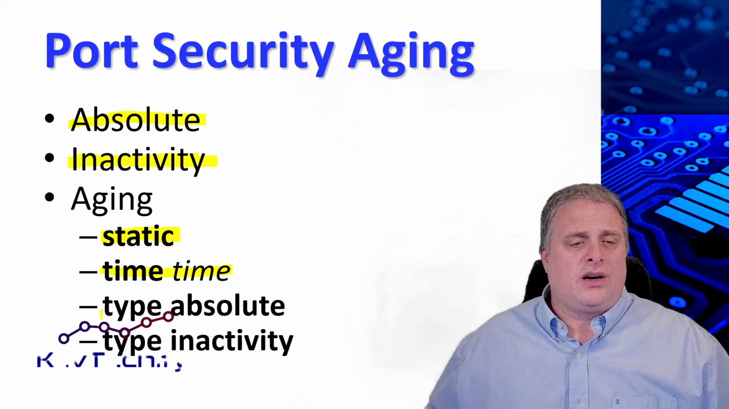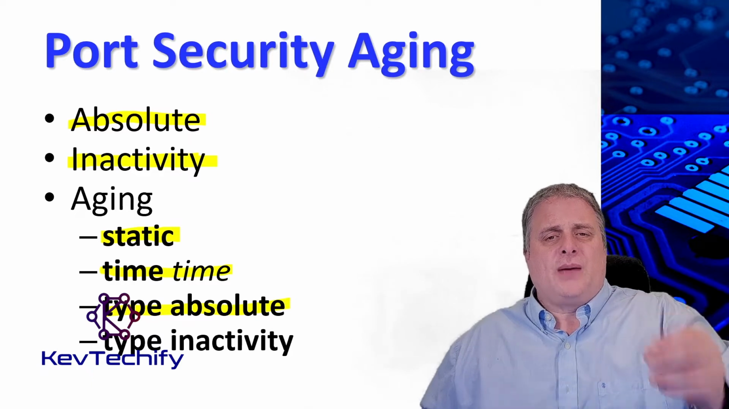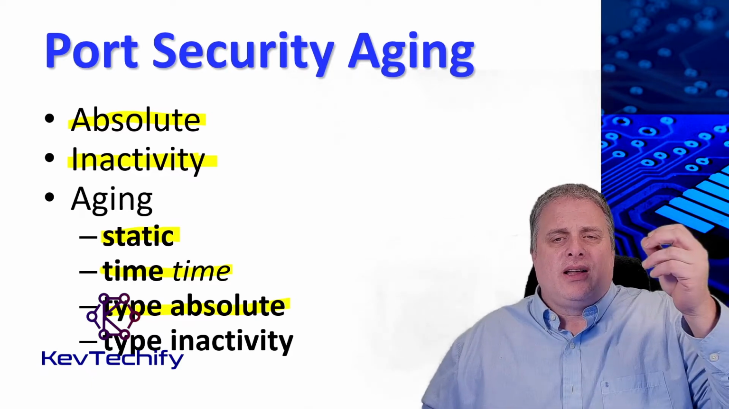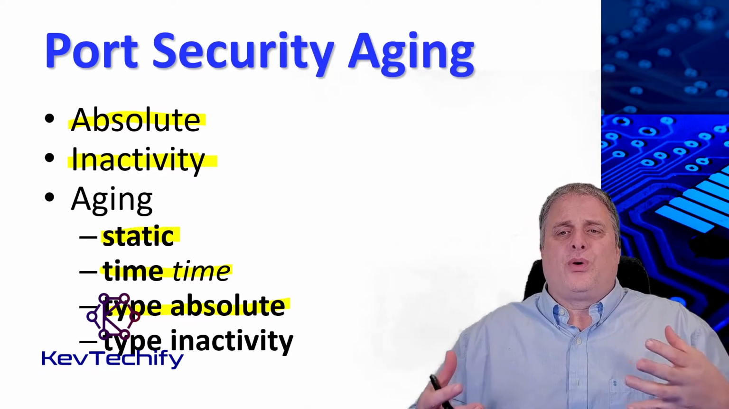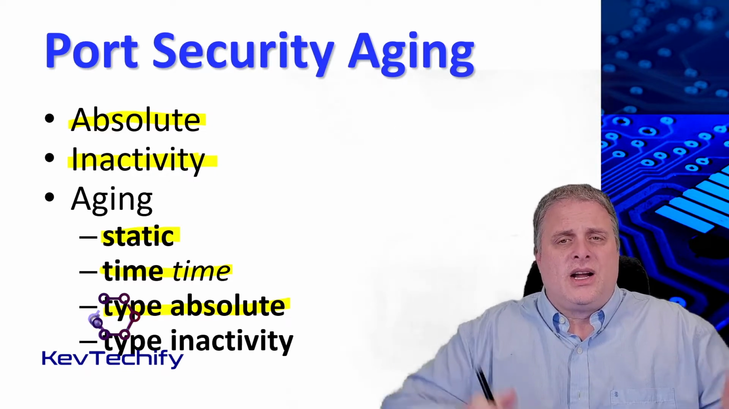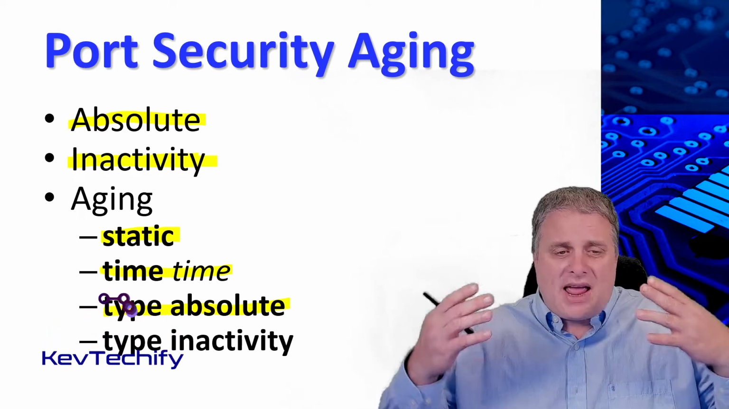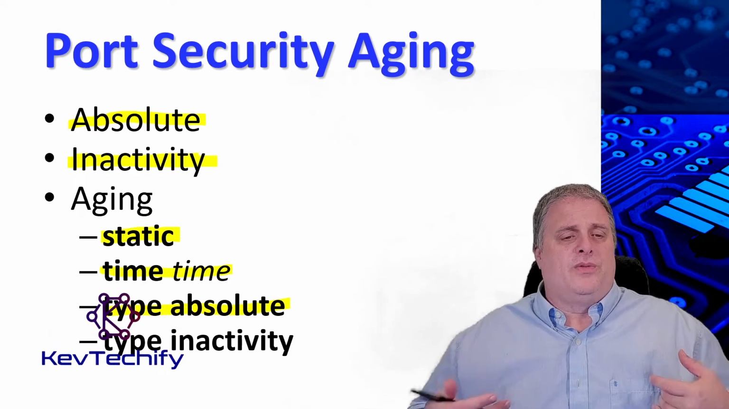The third one here is type absolute. We set the absolute aging time here, and all the secure addresses on this port age out exactly after the time in minutes here specified, and then are removed from that secure address list. So after X minutes, it will remove them.